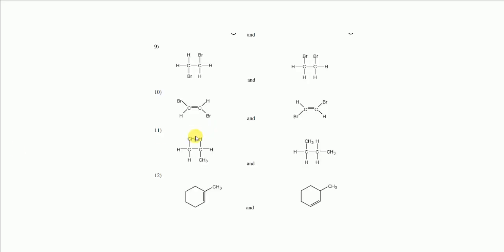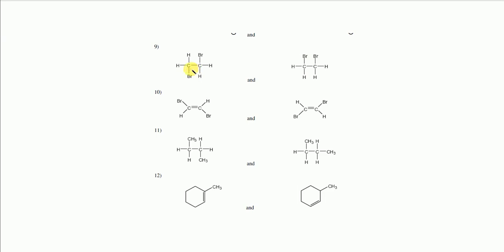Okay? All right. And let's keep going. And here are the rest of them. Okay. So number 9. For number 9, what do we have? So we have the same molecular formulas over here. I have a Br, a Br, a Br, a Br, and then I have 4 hydrogens, and 2 carbons. So it's the same.